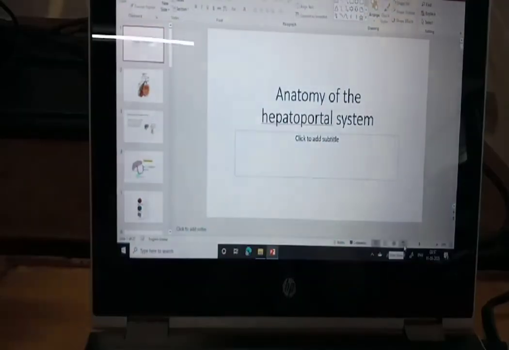Okay, so that was the anatomy of the hepatoportal system. Another day we will deal with the functions of the liver, we'll deal with jaundice, and after that we will deal with the rest of the gastrointestinal tract as well.